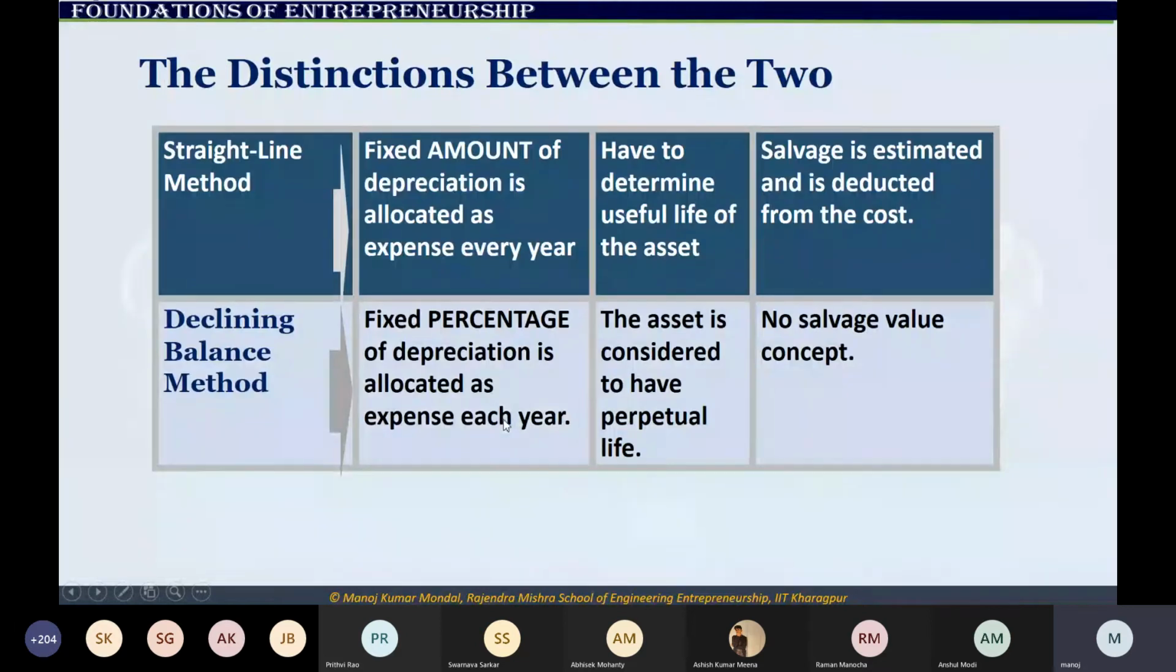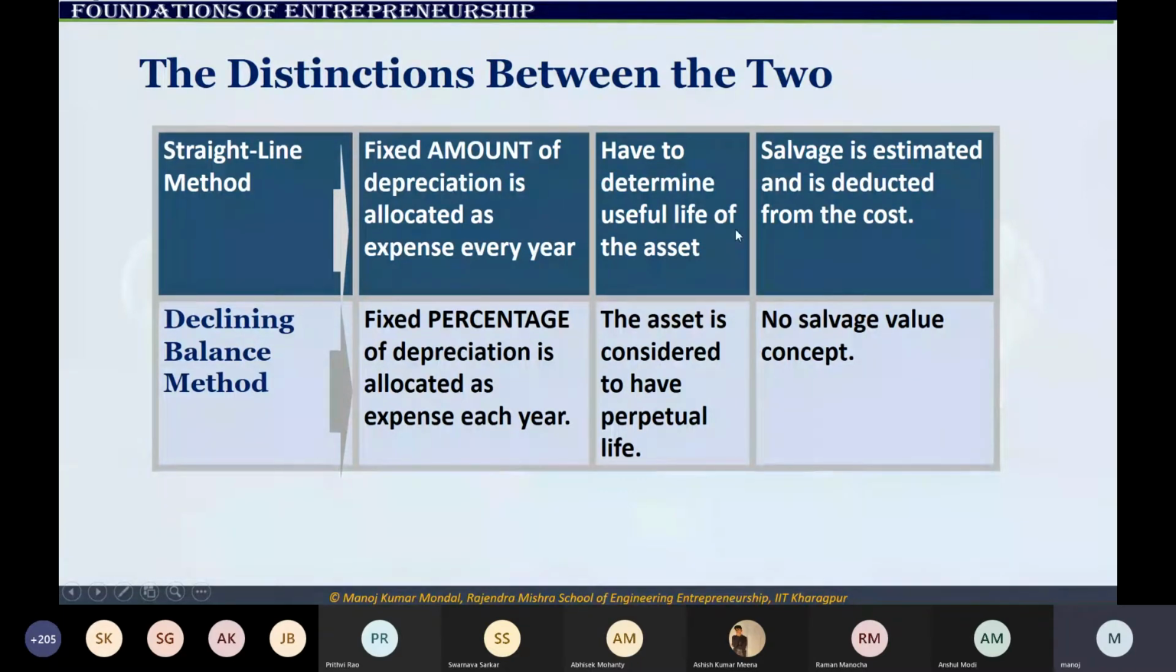Let's move forward first. The distinction between the two is now apparent. One is the straight line method and this is the declining value method. Straight line method, fixed amount. Every year 1,600 rupees is getting depreciated. Fixed amount for a particular asset. For another asset it will be different, obviously. But here only a fixed percentage, 20%.